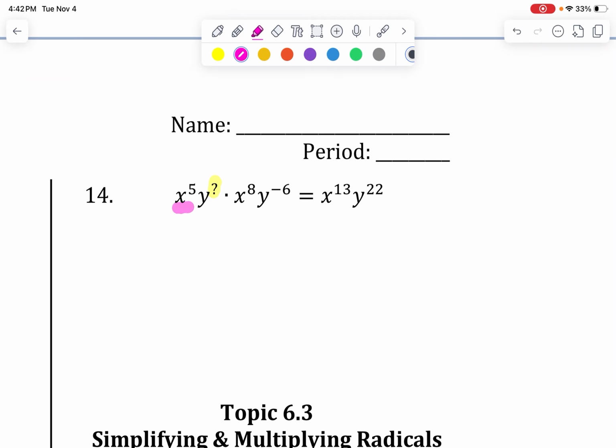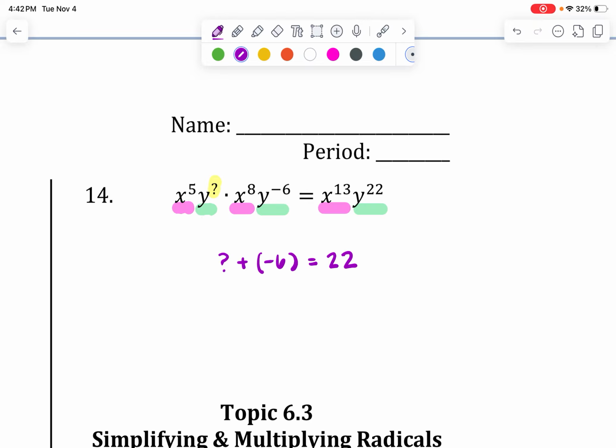So we have x to the 5th and x to the 8th, which gave us x to the 13th, right? And then we have y to the what times y to the negative 6 gives us y to the 22nd. Well, we know we should be adding those, right? So it's going to be question mark plus negative 6 equals 22, right? What number plus negative 6 gives us 22?